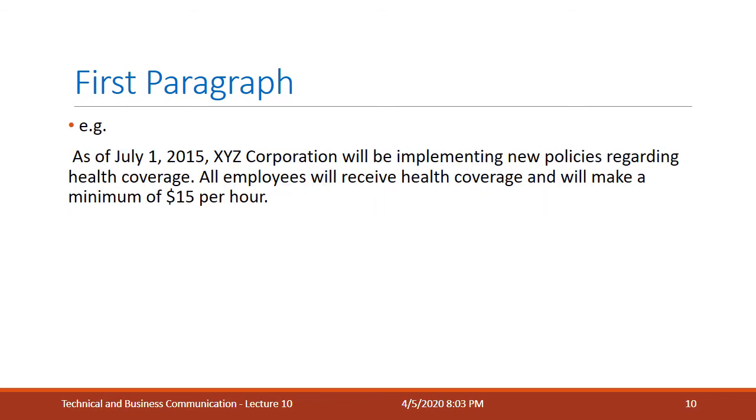Another example of a first paragraph is: as of July 1st, 2015, XYZ Corporation will be implementing new policies regarding health coverage. All employees will receive health coverage and will make a minimum of $15 per hour. So they have told you what this memorandum is going to contain: the policy about health coverage, and the minimum wage. In the subsequent paragraphs they will explain in a little more detail what they have mentioned in the first.